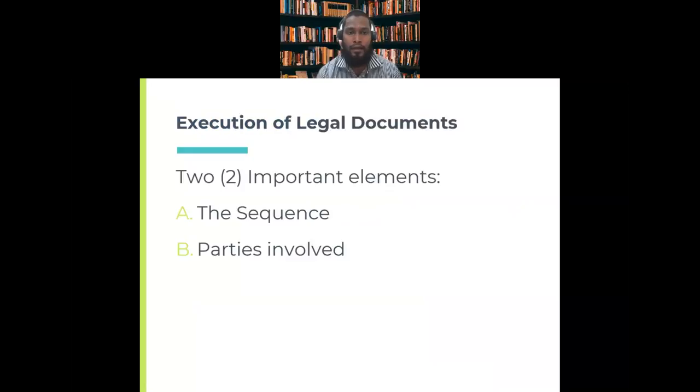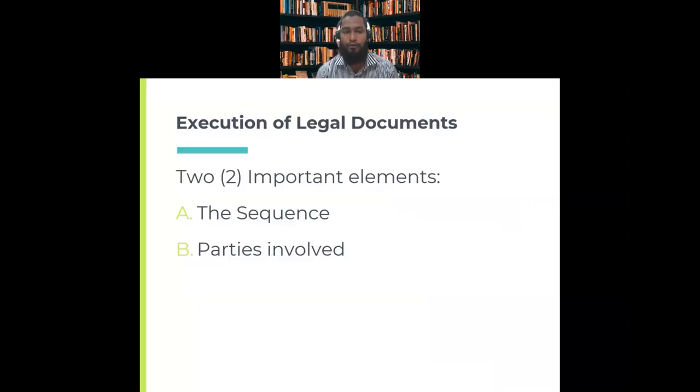And then, in terms of the execution of legal documents, two important elements are the sequence and the parties involved. The sequence is very important because we know that the Sharia principle is that we have to own something before we sell. So in the case of murabaha, if I want to sell something based on murabaha, I must buy it, then I can sell it. So in legal documentation, we must take care of the sequence. If we do not follow the sequence, we just sell first and then buy, it is not reasonable. It's not accepted in the Sharia.